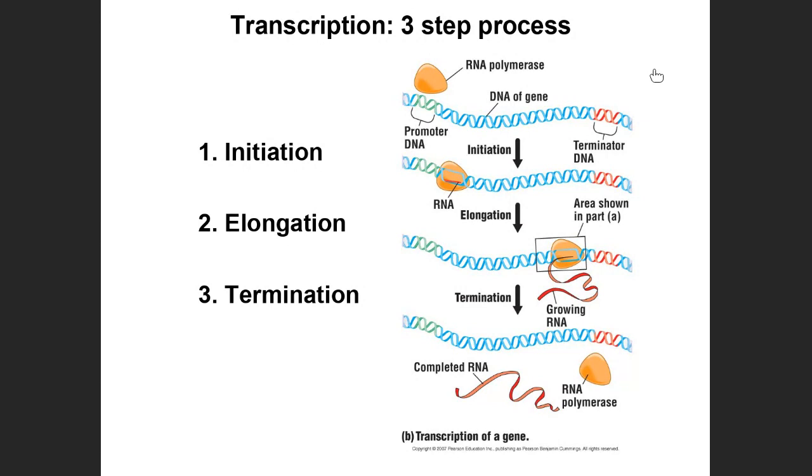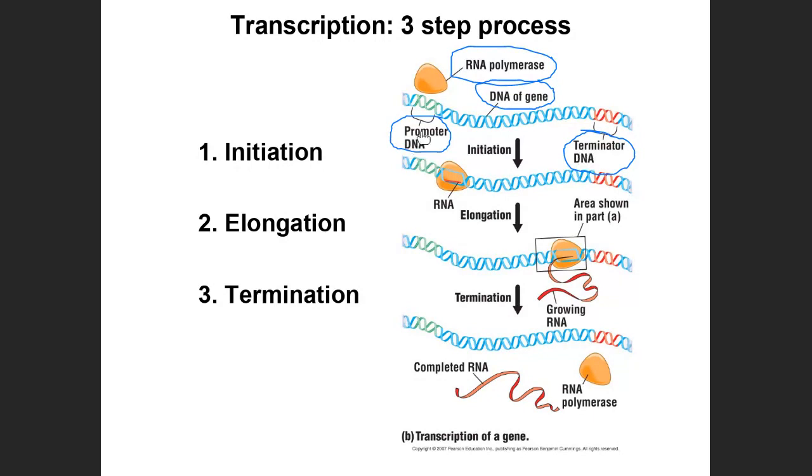First of all, for transcription to occur, we need the enzyme RNA polymerase, and we need our DNA. But the DNA not only needs to contain the genetic information in the form of a gene, but that gene has to be bracketed by 2 other types or regions of DNA.